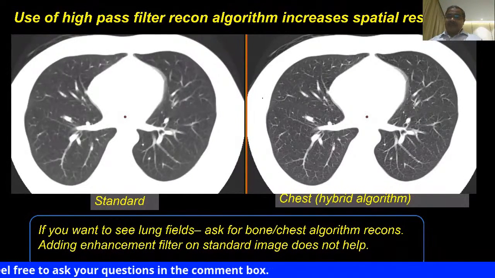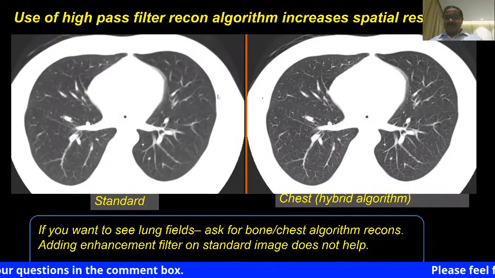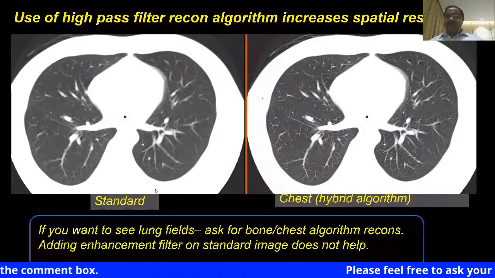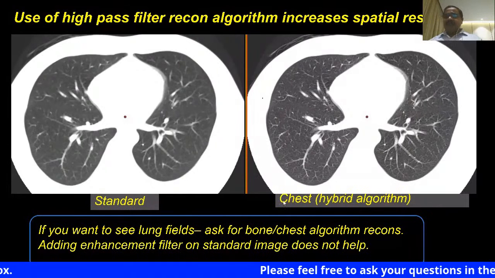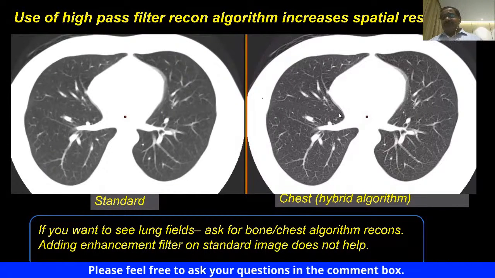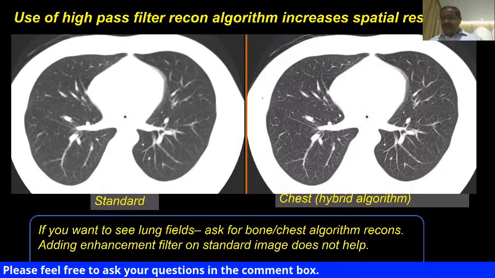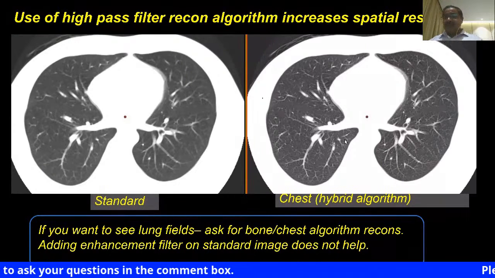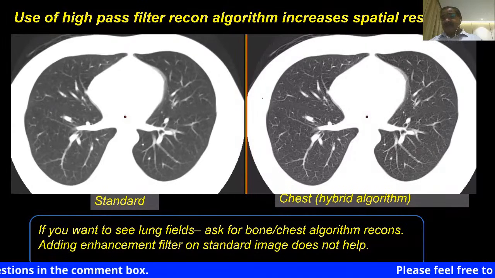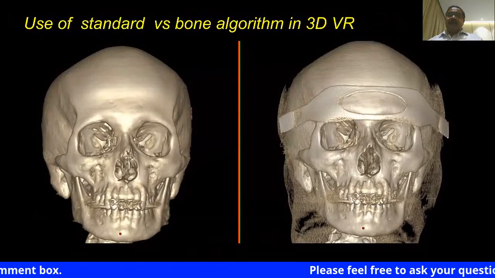Same thing happens with chest also. You can give a beautiful chest like this, but the resolution is less because you use the standard algorithm. We do have a hybrid algorithm called chest in the GE system. With a single algorithm, you can get both mediastinal detail and the lung detail very well.